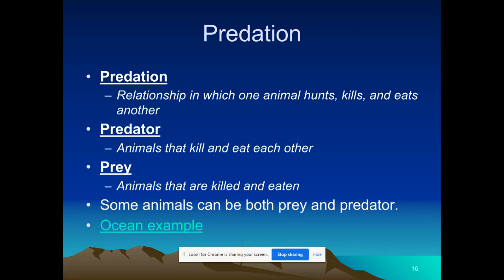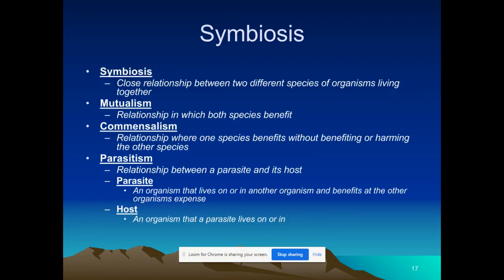Predation. Okay, that's the predator-prey relationship. Predator is the animal that kills and eats another one. Prey is the one that's being killed and eaten. Okay, and remember, some animals can be both prey and predator. A snake is a predator to a rat. However, a snake is the prey of an owl or a hawk.